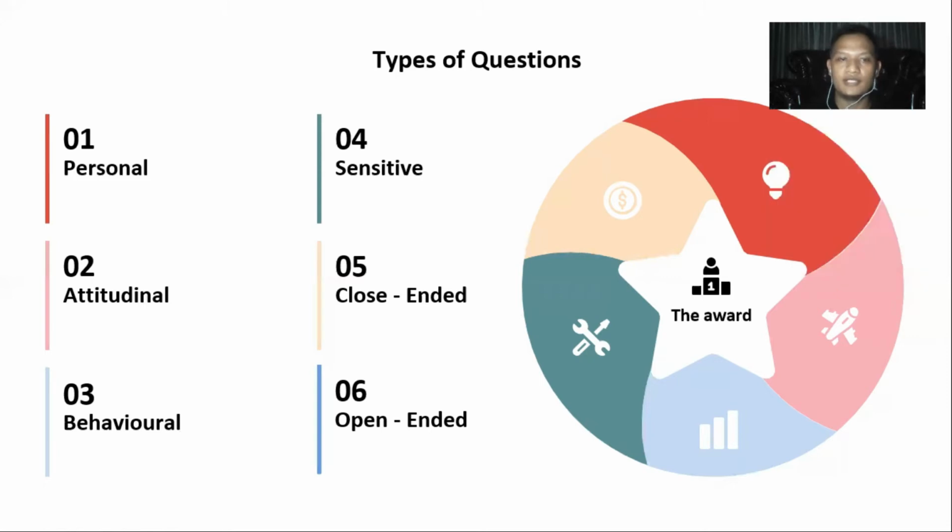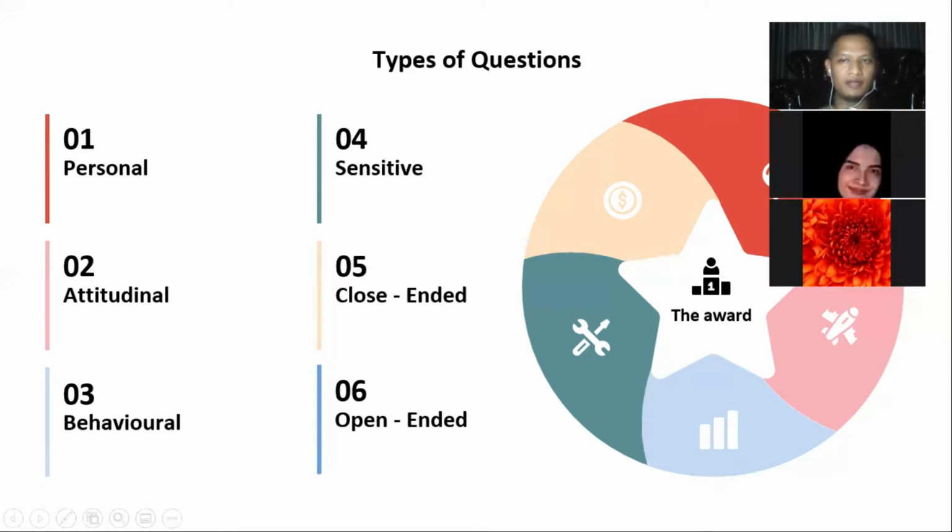Next, we have behavioral questions. This is a type of question which talks about someone's behavior. For example, if we are asking, did you take a semester off during any of your four years of college? This is a kind of behavior, whether someone took the semester off or not. The answer is probably yes or no.